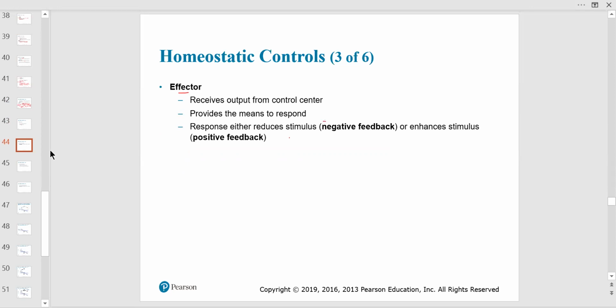So eventually it's going to reduce the output, and that's negative feedback. Or if it doesn't stop and it goes even stronger, and the change enhances the output, that's positive feedback. And there's only a couple you need to know. I'll tell you right now, positive feedback happens during childbirth and labor. You might have heard this.